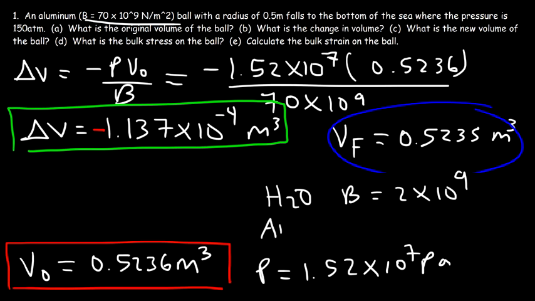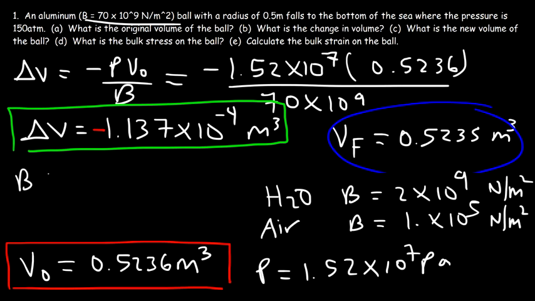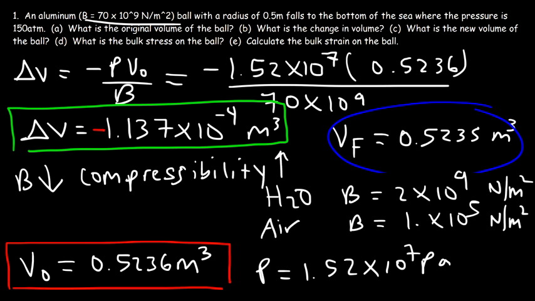Now air has a bulk modulus that is much less. It's like 1 times 10 to the 5. Now the units is newtons per square meter. So air is a lot more compressible than liquid water because it has a much lower bulk modulus. So as the bulk modulus decreases, the compressibility increases. So these two are inversely related. It's interesting to note that the bulk modulus is basically the same as the atmospheric pressure at sea level. But now let's move on to part D.